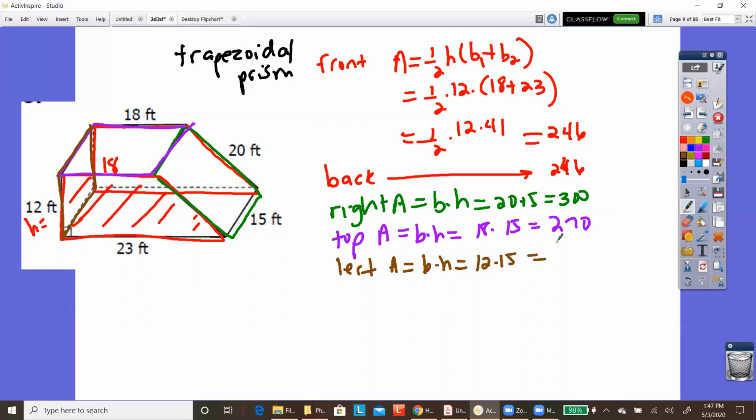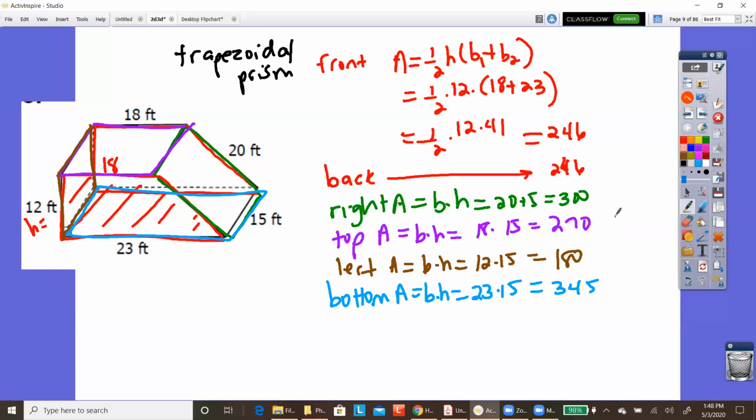And if you multiply 12 by 15, you're going to get 180. So now we're missing the one on the bottom. Let's see what color I can use for that. Let's use this light blue. The rectangle here on the bottom, that's 23 by 15. So if I do 23 times 15, that's going to be 345.